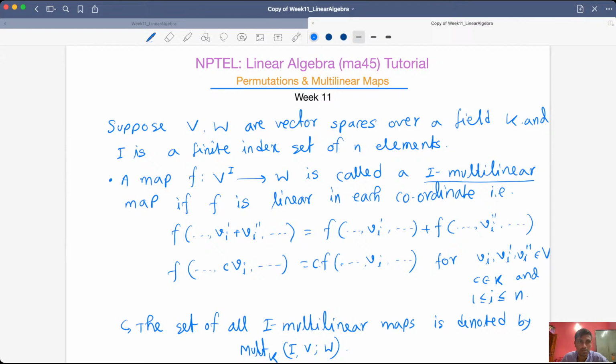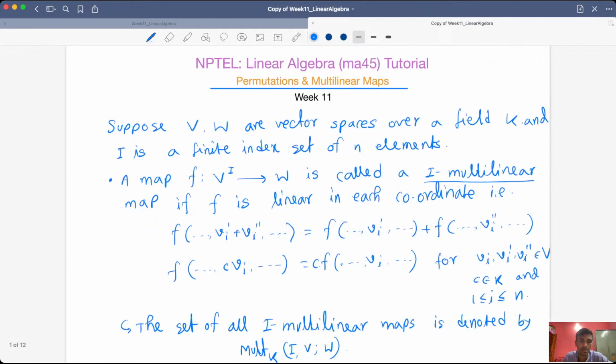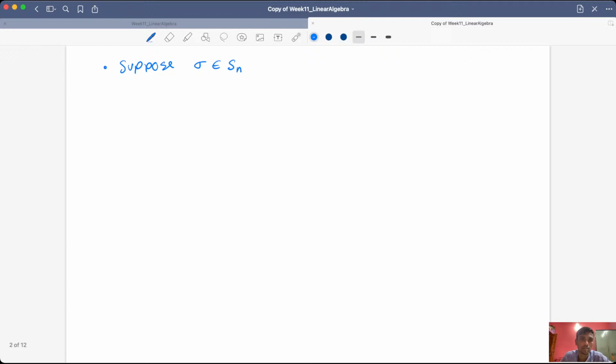For each permutation, suppose sigma is a permutation of n letters. The set of all permutations of n letters I'll denote by S_n. Suppose sigma is an element of that set. Then for each such sigma, given a multilinear map, I can define another multilinear map corresponding to this sigma as follows.